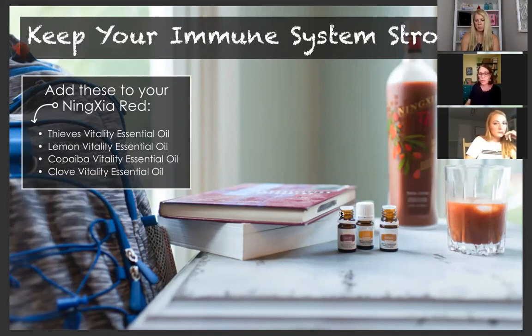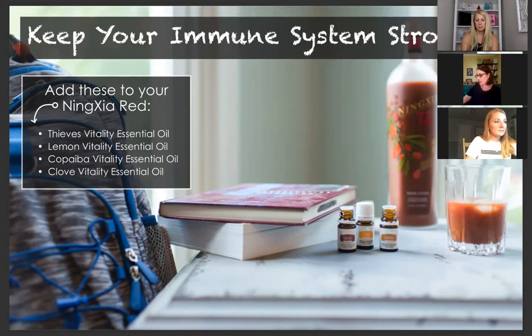One of the oils that you can add is Thieves Vitality. And what's in Thieves Vitality is clove, cinnamon bark, lemon, eucalyptus radiata, and rosemary. These essential oils have a high blend that all support the immune system. So this is a really good oil to add a drop to your Ningxia Red every morning to support your immune system. The Thieves Vitality is in the premium starter kit.